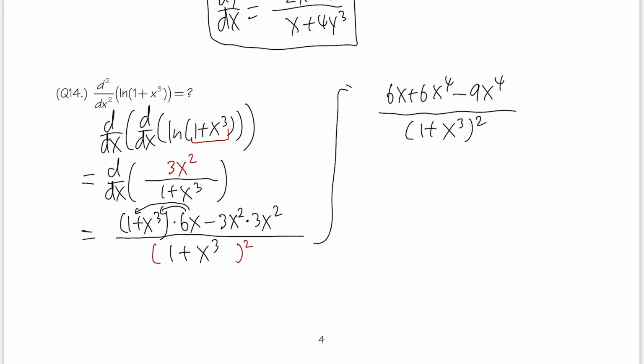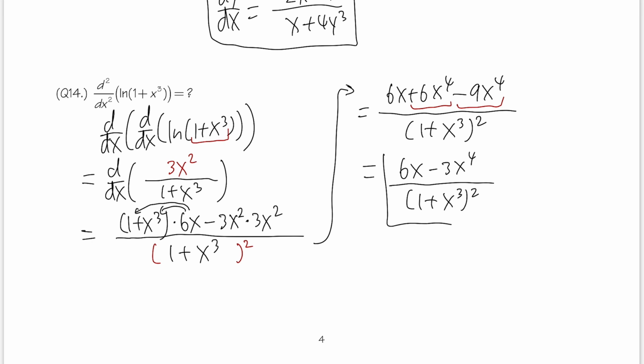So that's what we have, and then we can combine like terms. On the top, we get 6x. Here we have the 6x to the fourth minus 9x to the fourth, so that's minus 3x to the fourth over the bottom is 1 plus x to the third power, and then squared, and then we are done. So that is number 14.